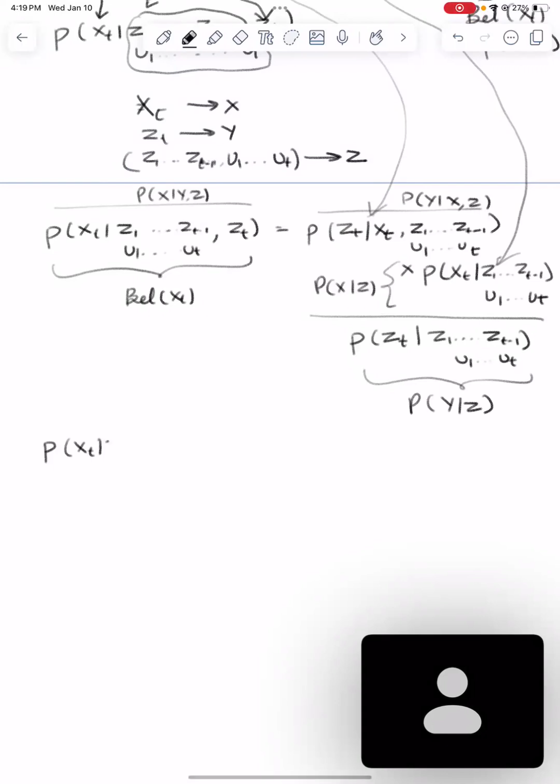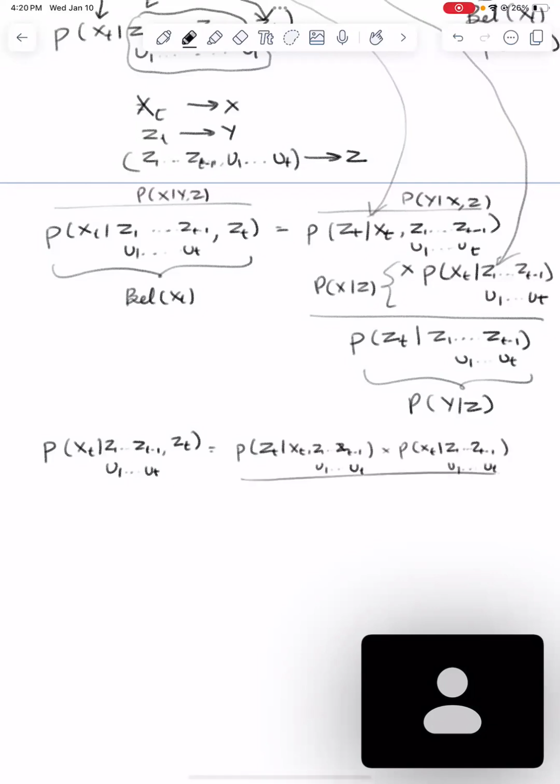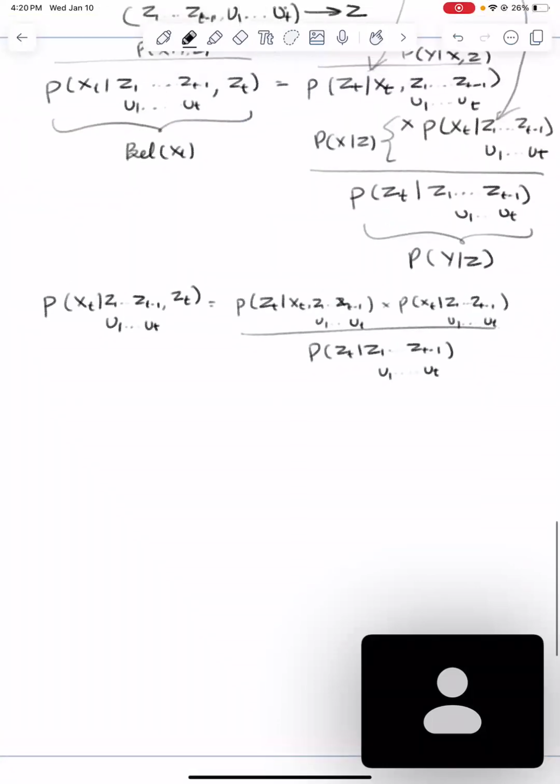So we've written P of xt given z1 to zt minus 1, u1 to ut, and zt. You can write this now as P of zt given xt and z1 to zt minus 1, u1 to ut, times P of xt given z1 to zt minus 1, u1 to ut, divided by P of zt given z1 to zt minus 1, u1 to ut. That's what we worked out from Bayes rule. So belief, and we haven't identified the other quantities yet. But let's do that.